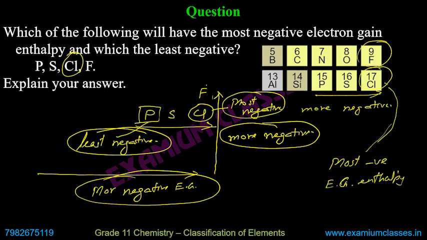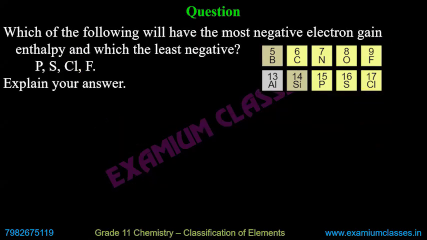Please explain the reason once again. The reason I am saying for phosphorus, sulfur, chlorine, is that clear or not? Yes. For phosphorus, sulfur, chlorine, the electron gain enthalpy becomes more negative when we move from left to right. So phosphorus will have the least negative in this region only. I am talking about this region. Phosphorus will have least negative, and chlorine will have most negative for these three only.